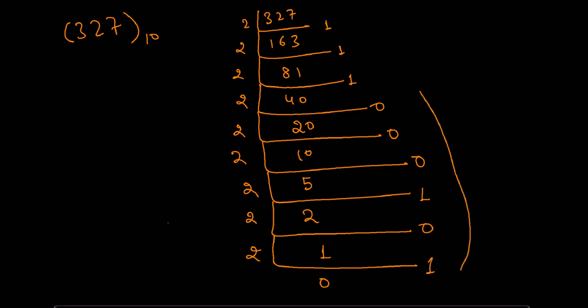So going in the reverse order will give you the binary equivalent. So what is the binary equivalent of 327 base 10? The binary equivalent is 101000111.